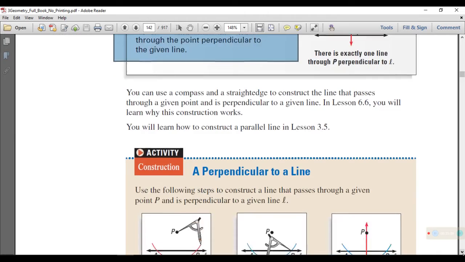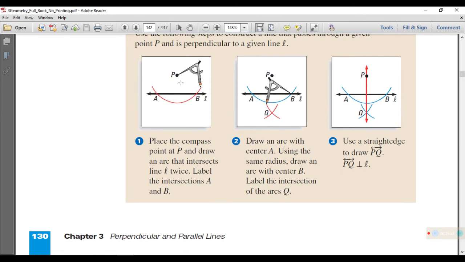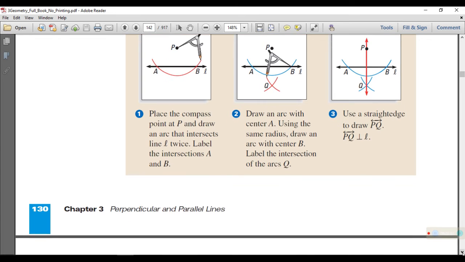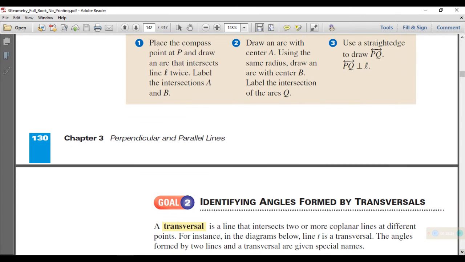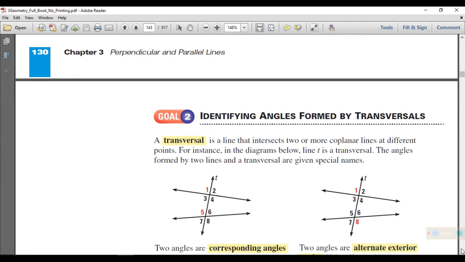Don't forget these postulates kasi mahalaga yan. For the construction, hindi ko na ito papakita. Medyo nararamihan na tayo ng demo for construction. Alam ko kaya nyo na to sundan. Just use a compass and then practice. Ito na, masaya na to. Transversal. So, identifying angles formed by transversal.